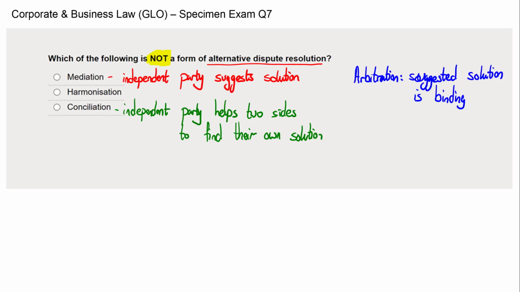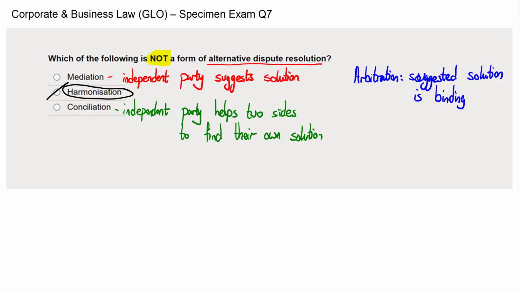That leaves us with harmonization. That is not a form of alternative dispute resolution. Harmonization in a legal context is when countries, states have to bring their own legislation into harmony with wider standards.